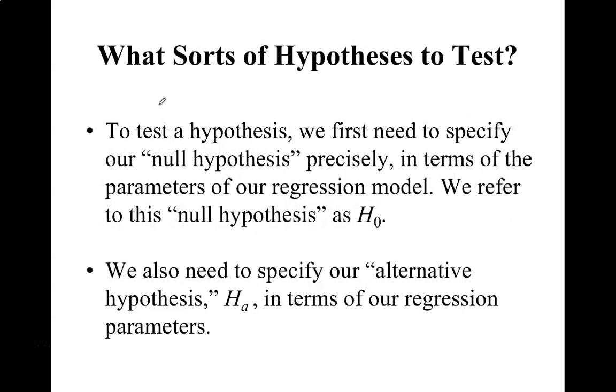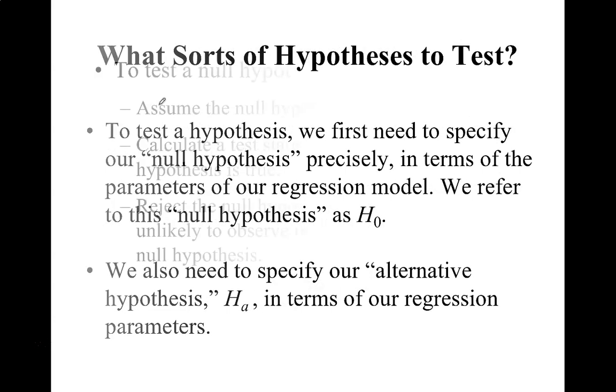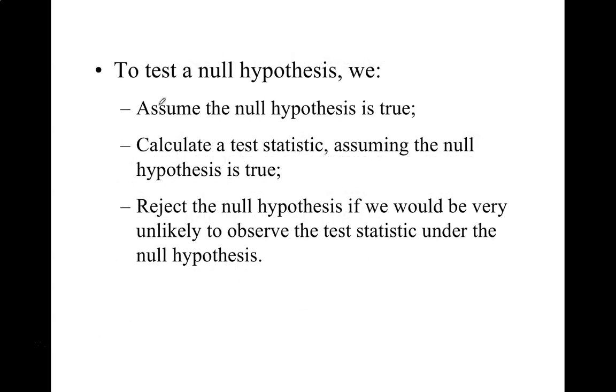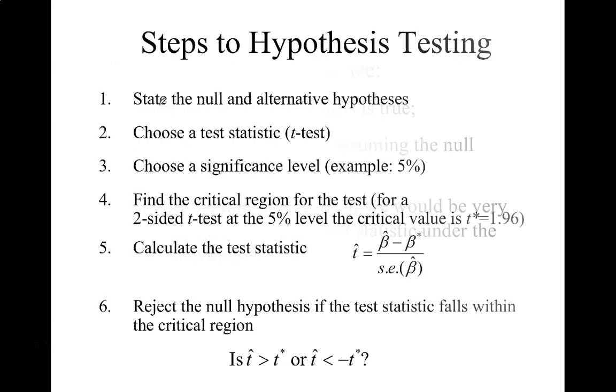And we do hypothesis, so we have the null hypothesis and the alternative hypothesis. To test the null hypothesis, normally we assume the null is true, and calculate the test statistic assuming the null hypothesis. Then we find the t critical value and compare it with the one that we calculated. If it is rejected, then you know that you have rejected the null hypothesis.